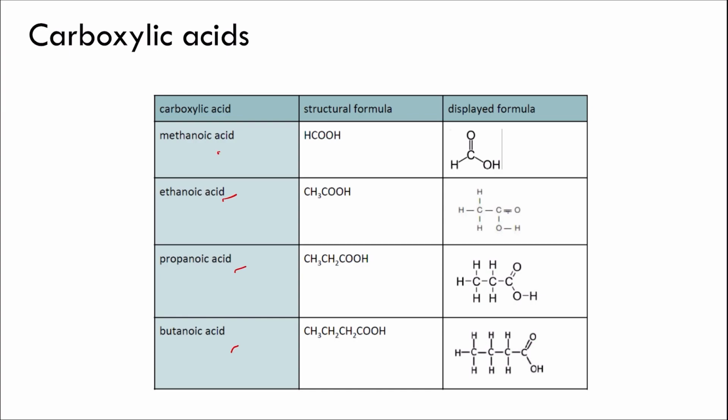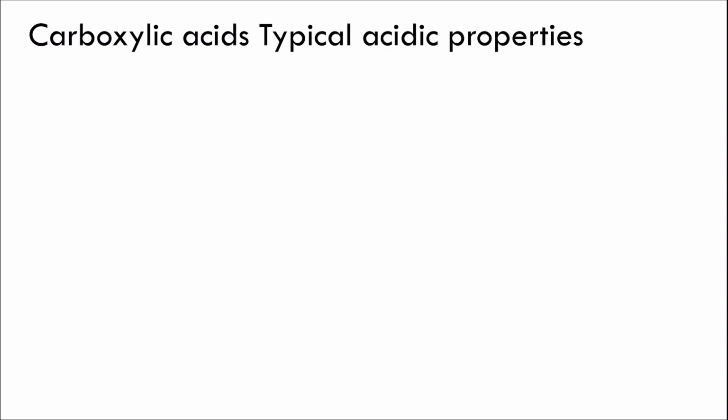When you draw the displayed formula, don't forget to always use the carboxylic acid group at the end. And the carbon of the carboxyl group is one of the carbon atoms of the series. So you have the carboxylic acid group and three additional carbons. This is going to be in total of four carbon atoms. So this is butanoic acid.